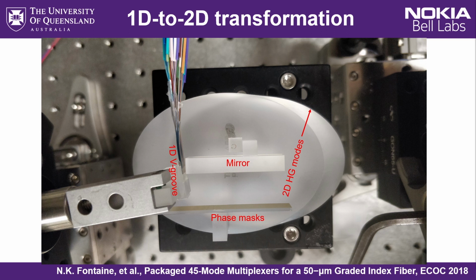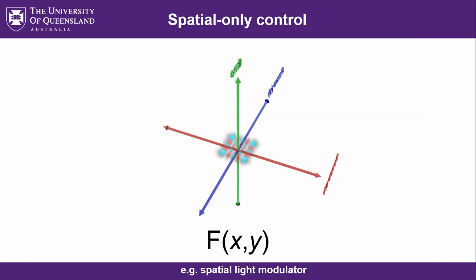This is what one of those 2D to 1D transformations look like in practice. You've got a 1D V-groove fiber array on one side. You've got a lithographically etched set of 14 phase masks. You've got a mirror. And then off into free space, you've got the 2D mode side.